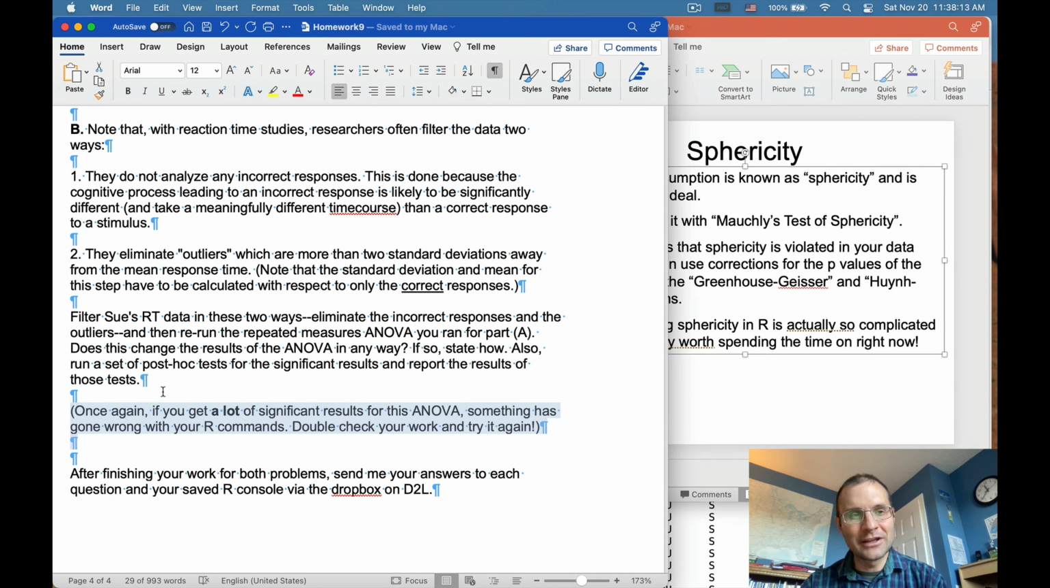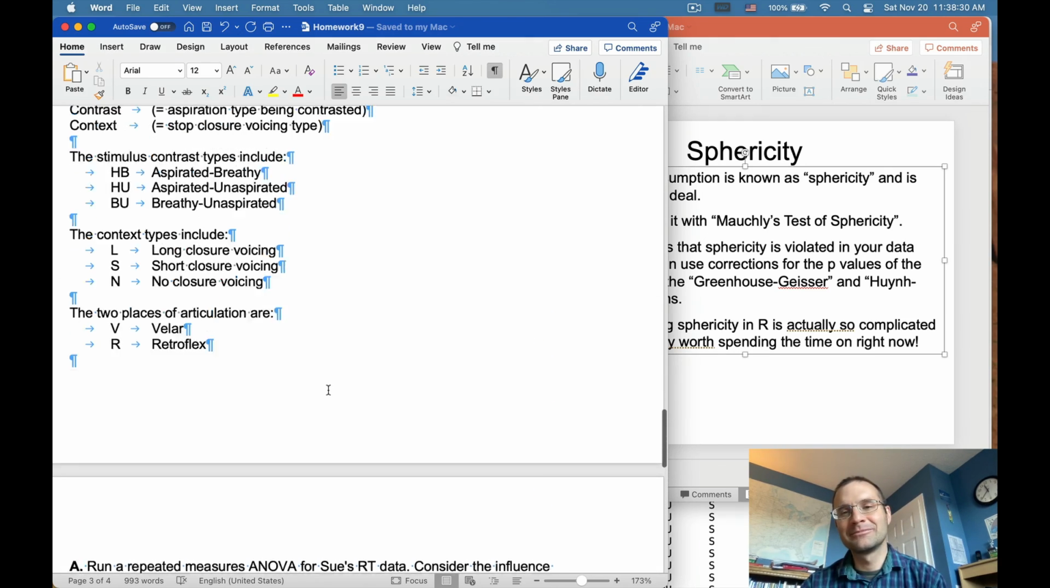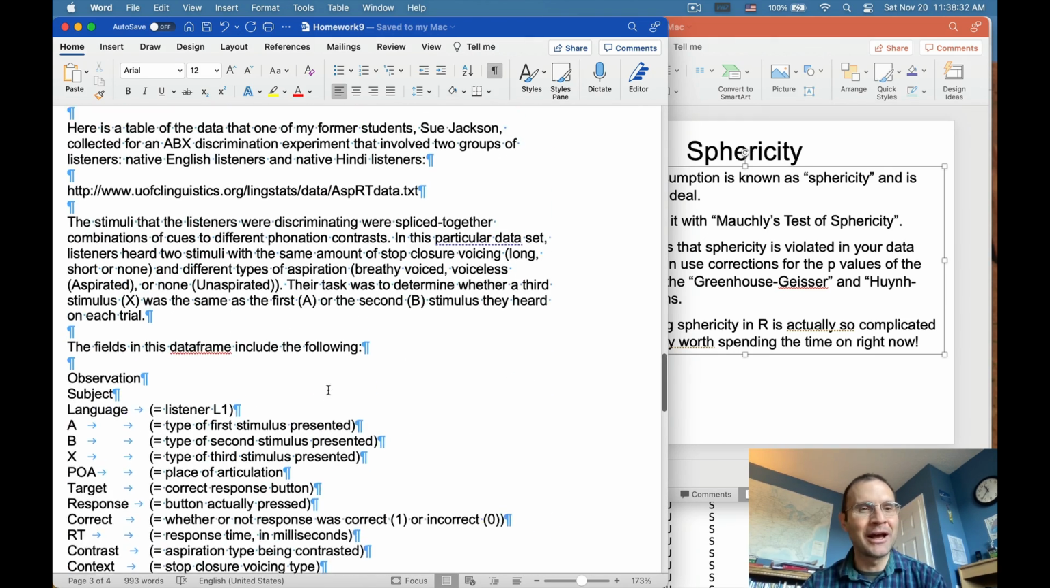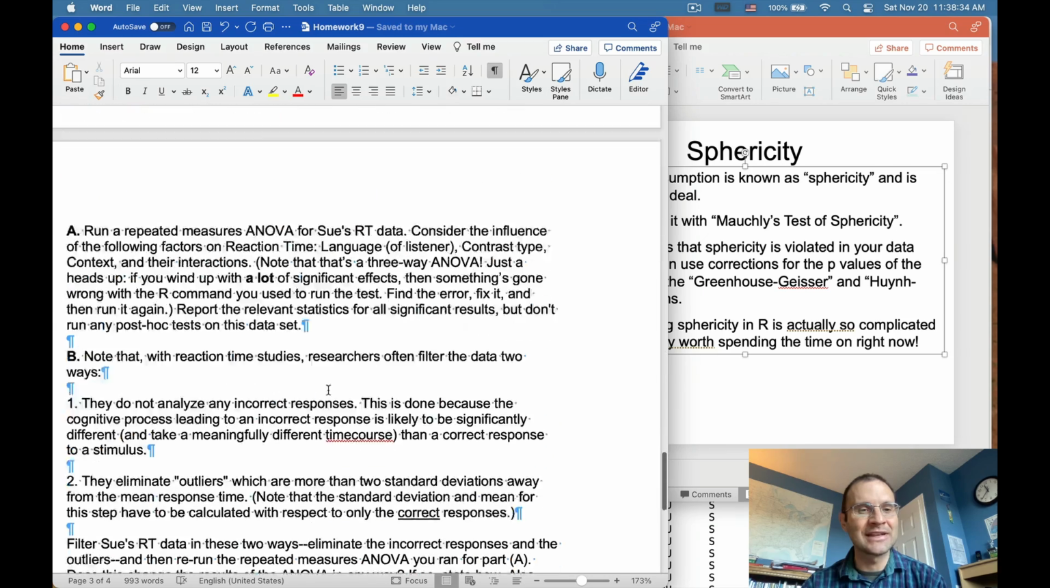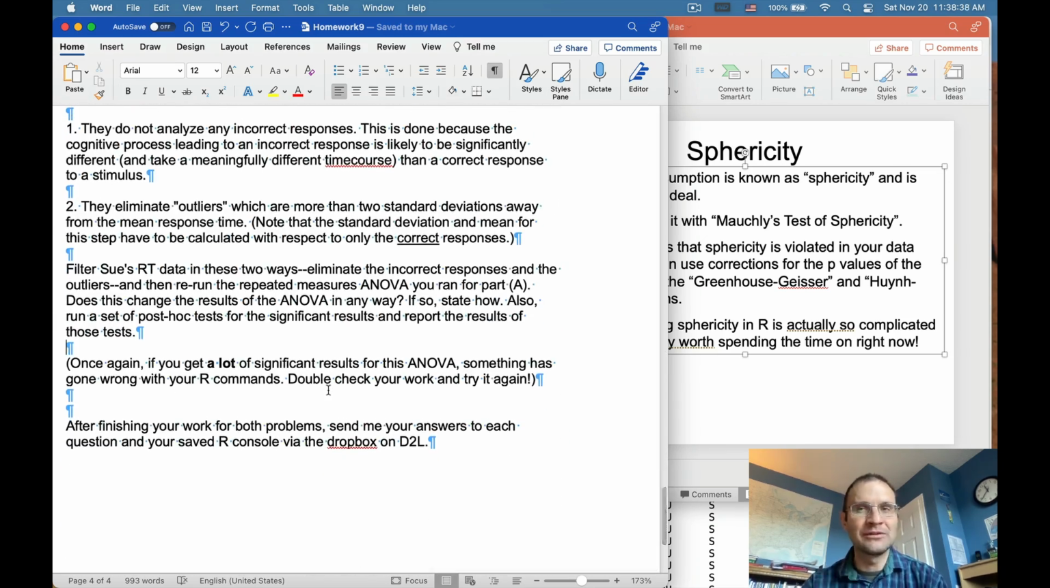And I'm also going to say, once again, if you get a lot of significant results for this particular ANOVA in part B, something has once again gone wrong with your R commands. Hopefully they shouldn't be too overwhelming. So double check your work and try it again and get something that's manageable at the end of the day. This is not a problem that I want to put out there to break your mind. I just want you to get a sense of how this approach works for real language data, or data you might collect yourself in a linguistics-based speech perception experiment.